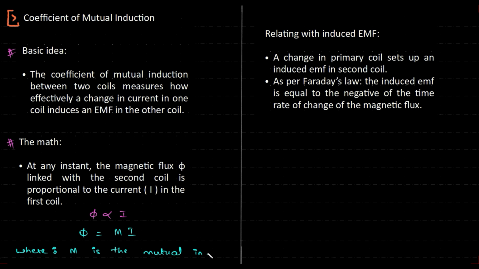mutual inductance. Now, when we relate this to our change, the primary coil sets up an induced EMF in the second coil. As per Faraday's law, the induced EMF is equal to the negative of the time rate of change of magnetic flux, that is this, right? And when we substitute it, we'll end up with M di by dt.